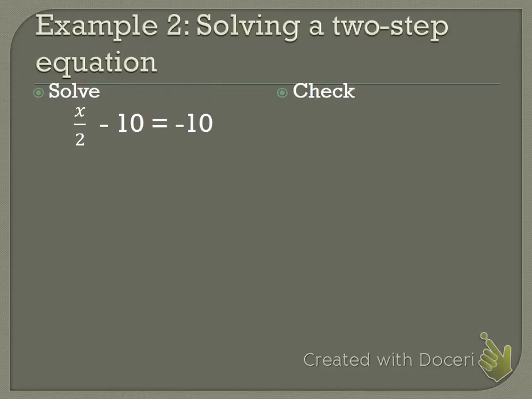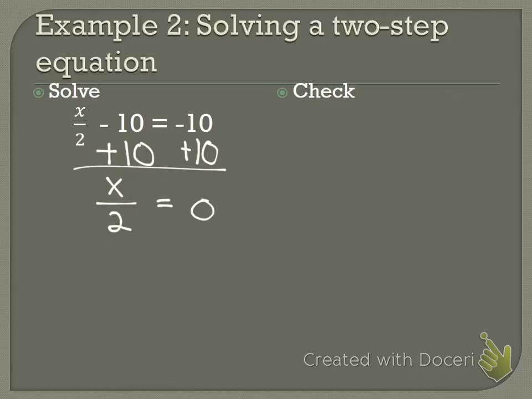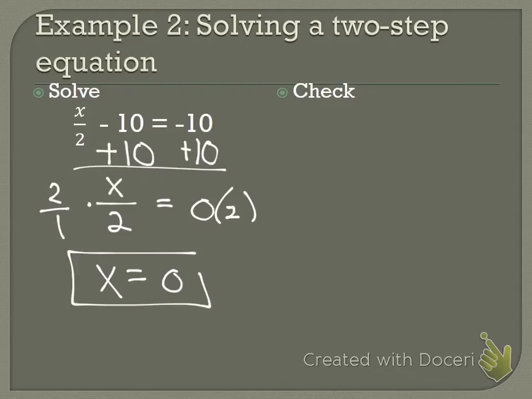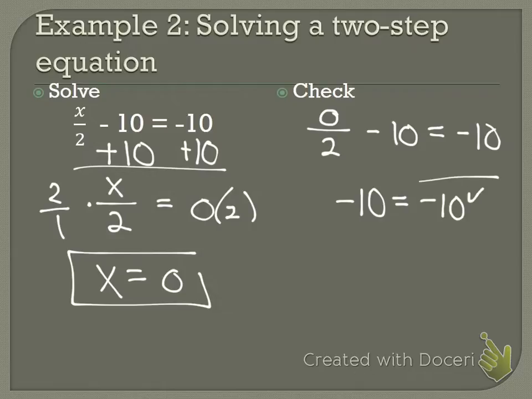So when I add 10 to both sides, what's going to happen? Yeah, it's going to be 0. Multiply both sides by 2. It's more or less a formality because x is 0. X is 0. And yeah, guys, look, when I plug it back in, 0 over 2 minus 10 is -10. Yeah, that's true. -10 is -10. So my answer is 0.